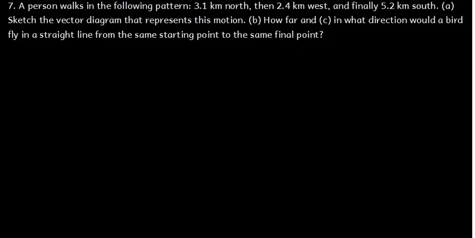Number 7. A person walks in the following pattern: 3.1 kilometers north, then 2.4 kilometers west, and finally 5.2 kilometers south. Part A. Sketch the vector diagram that represents this motion. B. How far? And C. In what direction would a bird fly in a straight line from the same starting point to the same final point? So sketching vectors is very, very simple. Sketching is totally different from a free body diagram. A free body diagram is a diagram which you yourself, who is writing it, can understand. But for sketching, we need to get exactly the information which has been given here, then we represent it.